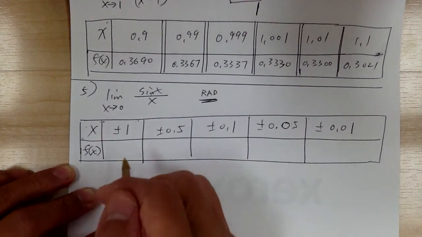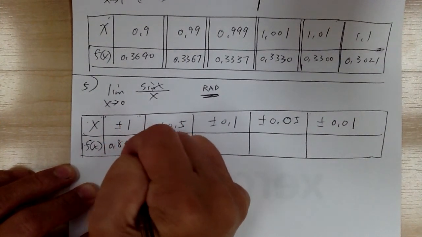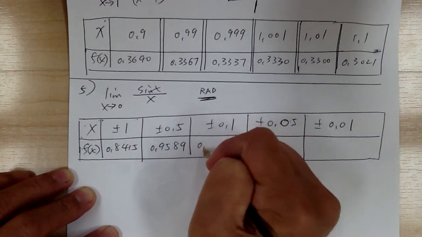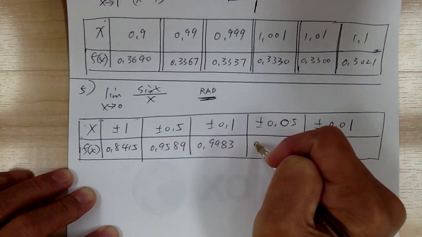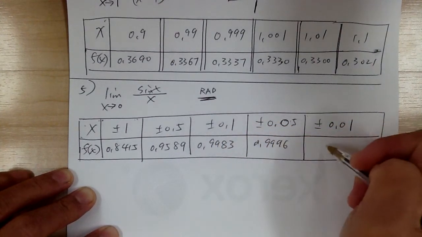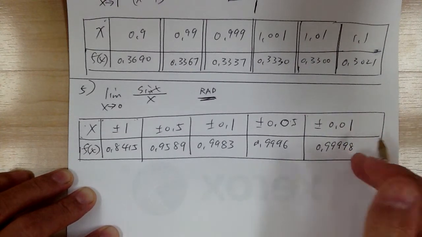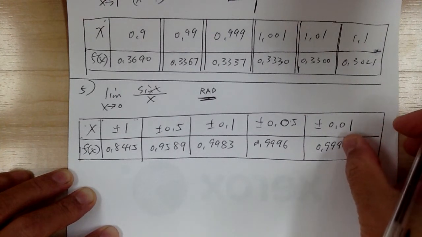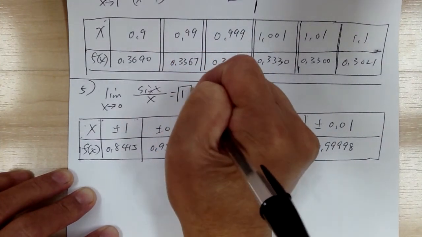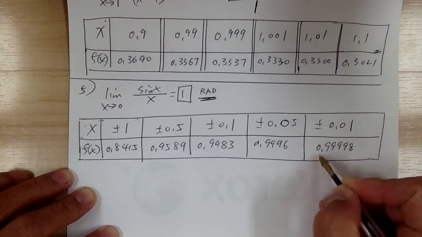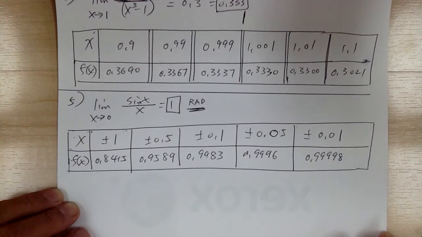Again, you enter it in your calculator, and you're going to get 0.8415, 0.9589, 0.9983, 0.9996, 0.999. If you look at more digits, you're going to get 0.9998. So essentially, if you round this up and push all these digits to 1, the answer will equal 1. Let's go to number 7.